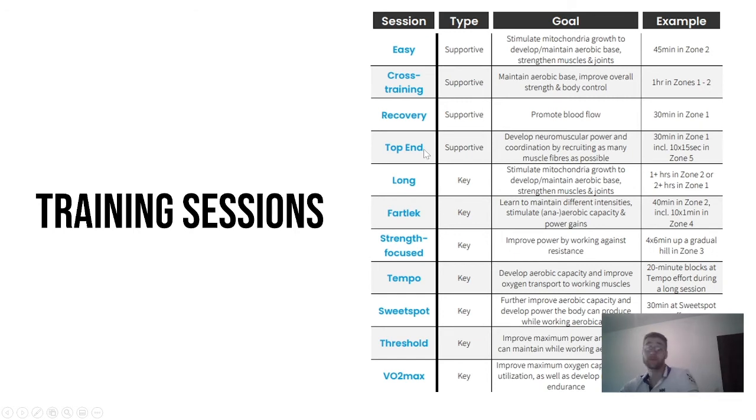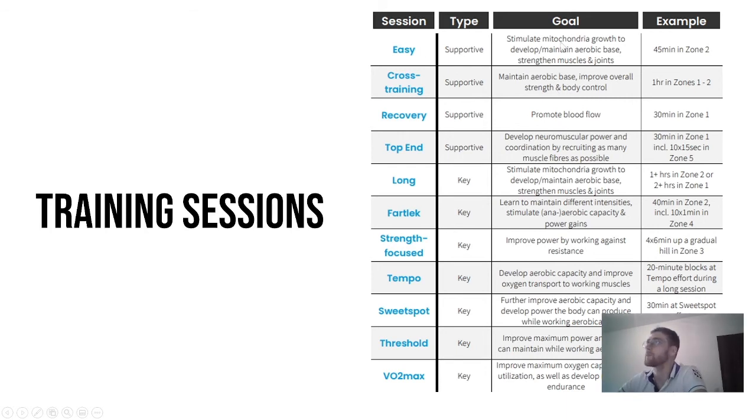And I have here a snapshot again from that ebook that I prepared. I have here all of the different sessions, and I split them basically into two parts. One is the supportive session or easy session, and one is a key session. Key sessions are typically longer and harder ones, which require more time to recover from. And supportive ones, you typically can do every day or even use them as a recovery session, for example, if it's a cross training or a zone 1 recovery session.